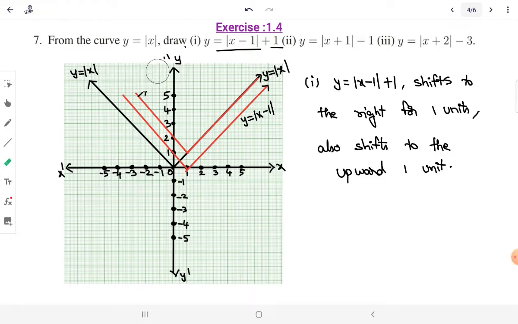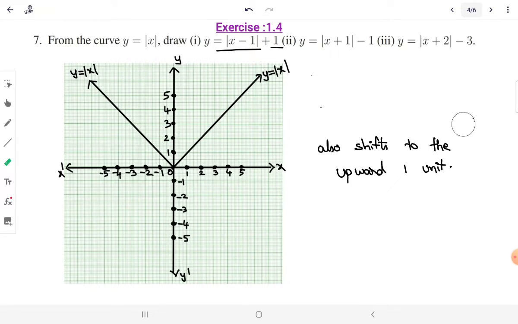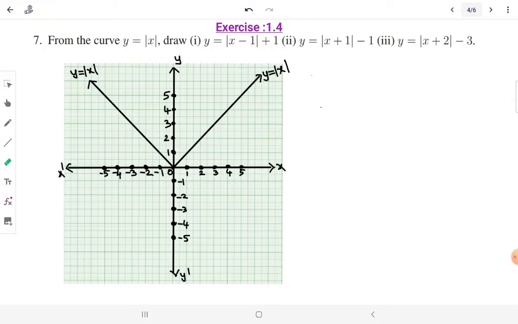Now let's see the second subdivision. So what is the second subdivision here? They have given y is equal to modulus of x plus 1 minus 1. So modulus of x plus 1 means, since you have x plus 1, according to the translation, it shifts left side by 1 unit. So before the graph was like this, and because of that x plus 1, it shifts left side like this. So you will be getting your graph like this, left side graph.